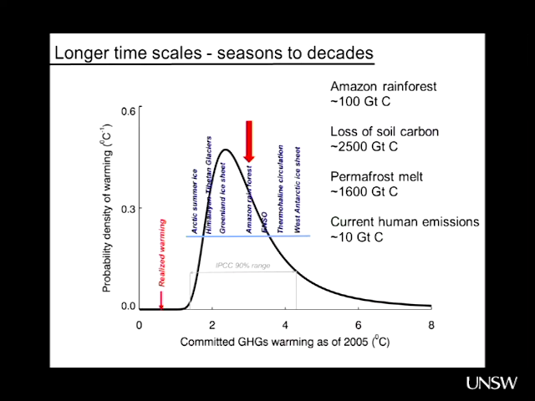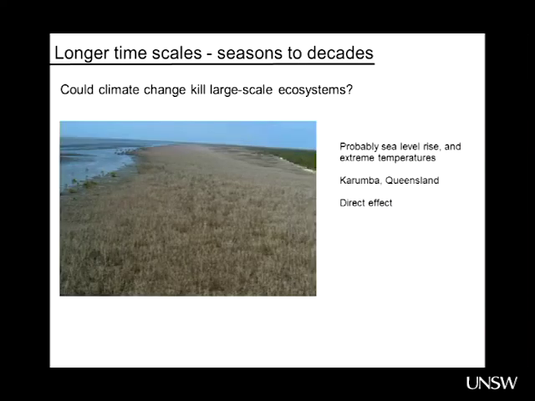Similarly, there's other things that could be triggered as a consequence of climate change as they relate to land surface processes. Soil carbon, for instance, is about 2,500 billion tons. If we manage to melt the permafrost, that's about 1,600 billion tons, all wrapped into current human emissions of about 10 billion tons. In other words, the amount of carbon stored in these systems is jaw-droppingly impressively big. And we don't really want to stuff around with that. We'd kind of like it to be staying there.